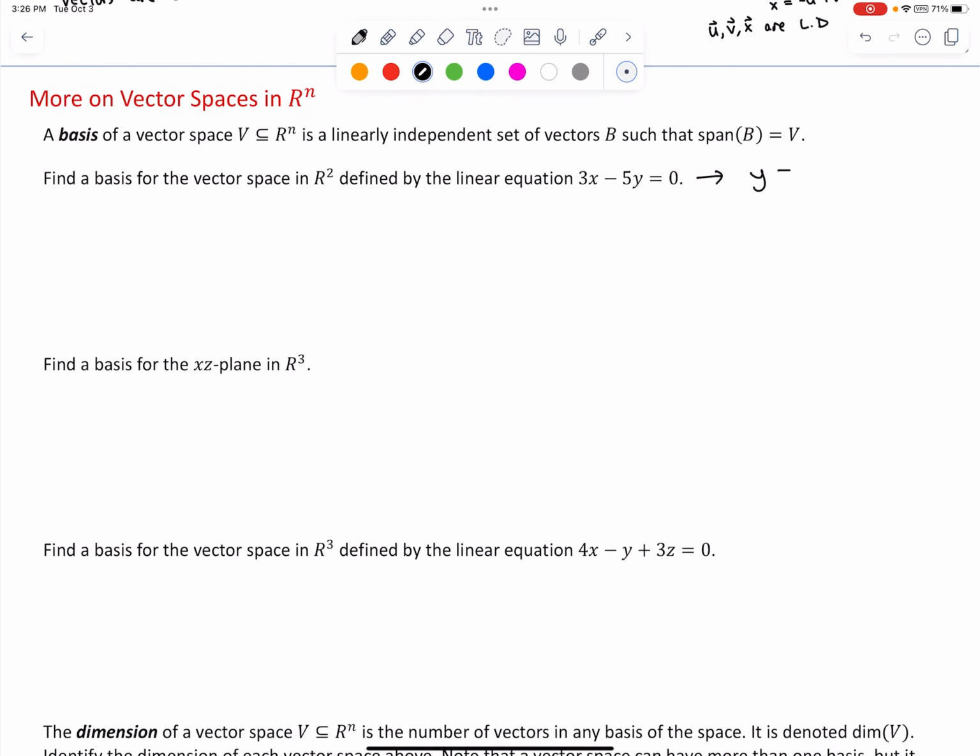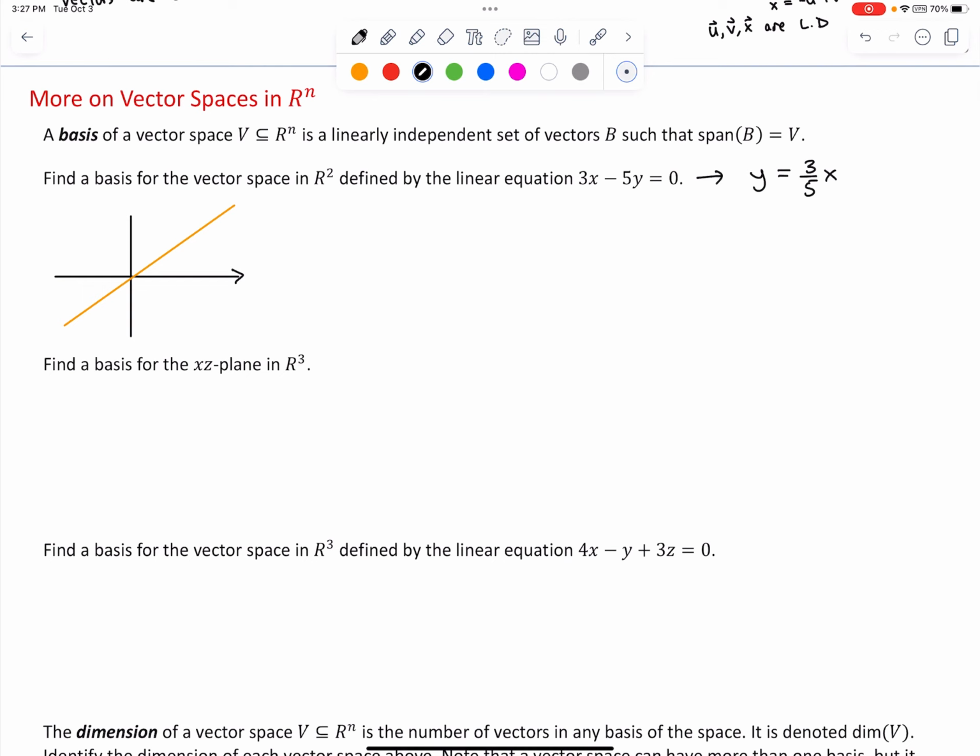So y must therefore be equal to 3/5 of x. This would be a line through the origin with a slope of 3/5. So right 5 up 3, looking something like this. Now, as we discussed before, in R2, lines through the origin do form vector spaces because they are closed under vector addition and closed under scalar multiplication. We need to find a set of vectors such that the span of that set will equal this vector space.